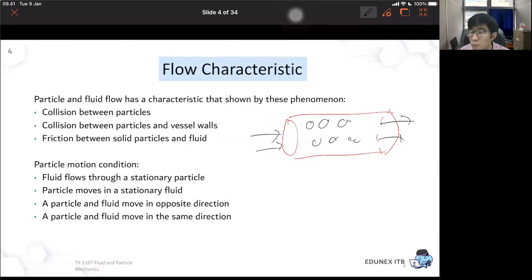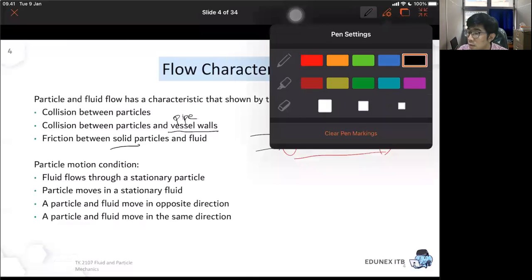And also there will be some collision between particles and the vessel or the pipe wall. There will be some collision and then some friction between the particles and the pipe walls. And also there will be some friction between the solid and the fluid.